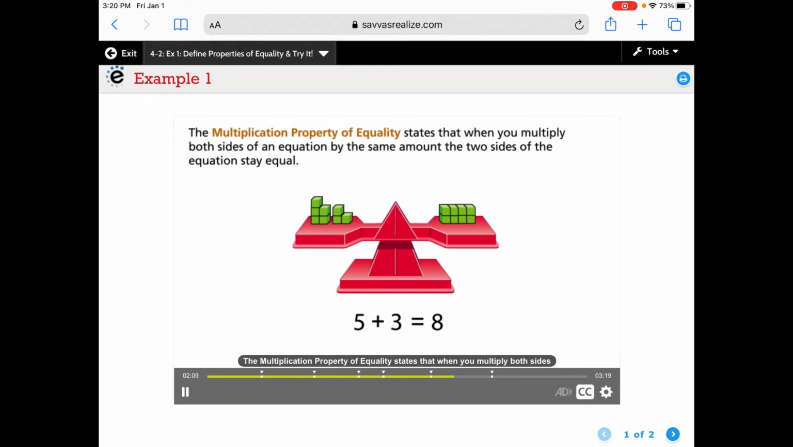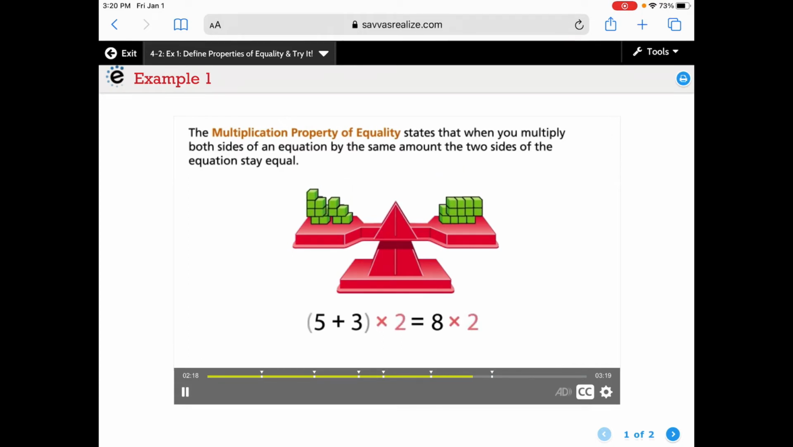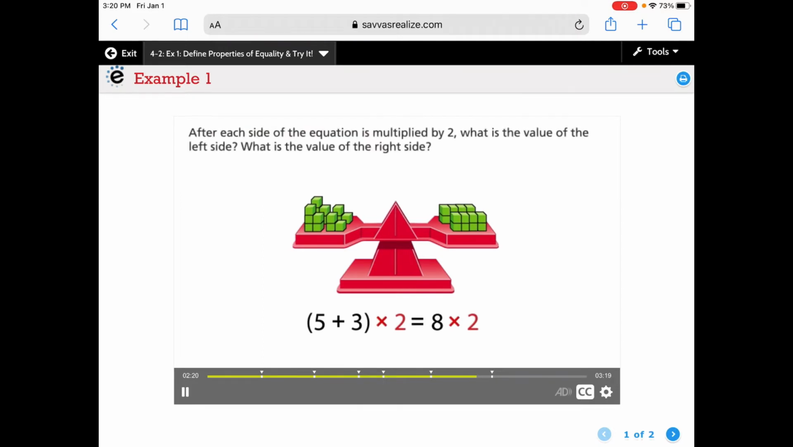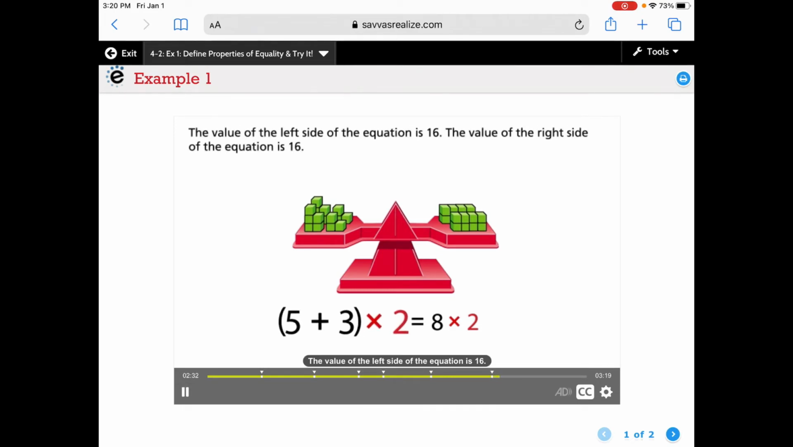The multiplication property of equality states that when you multiply both sides of an equation by the same amount, the two sides of the equation stay equal. After each side of the equation is multiplied by 2, what is the value of the left side? Well, it should end up being 16. And the right side is 16 as well. Okay, the value of the left side of the equation is 16. The value of the right side of the equation is 16.